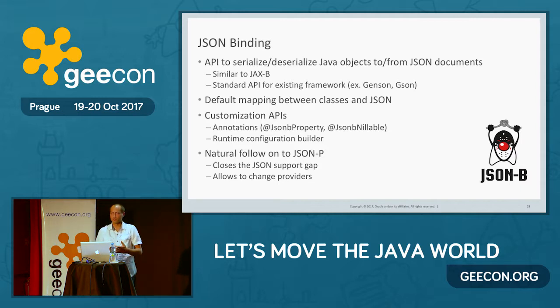It provides some default mapping between classes and JSON. It also provides a lot of customization APIs. So if you want defaults, it works. If you are not satisfied with the defaults, you can customize it as you want. The API itself is built on top of existing frameworks. It's not something written from scratch.